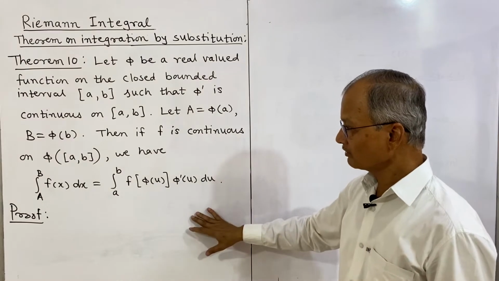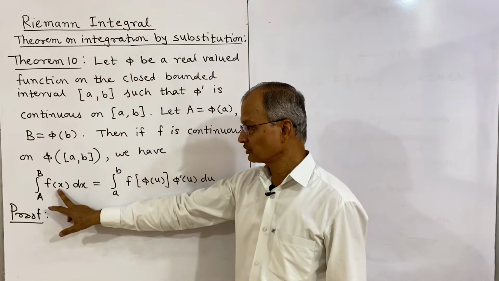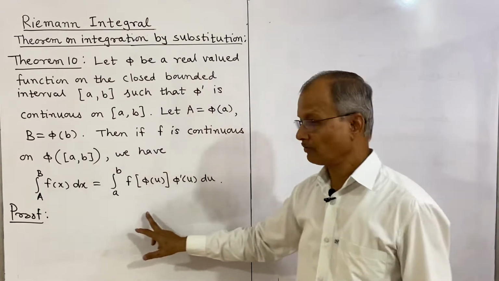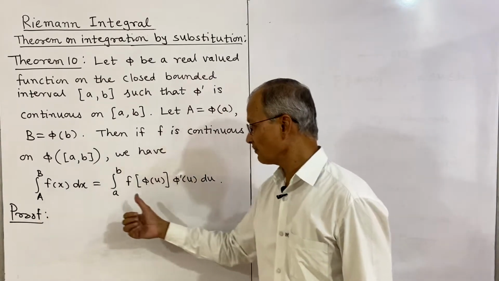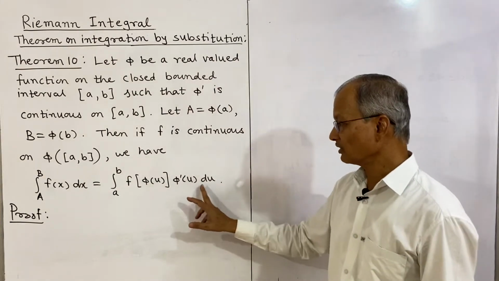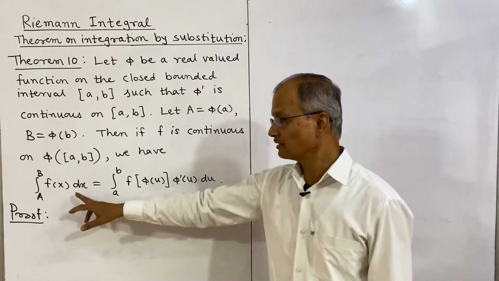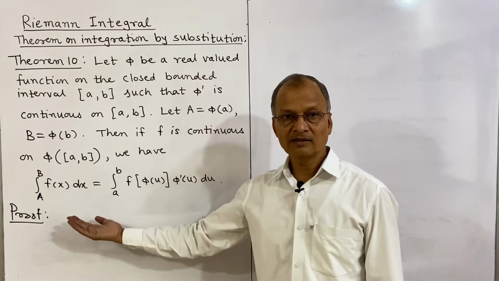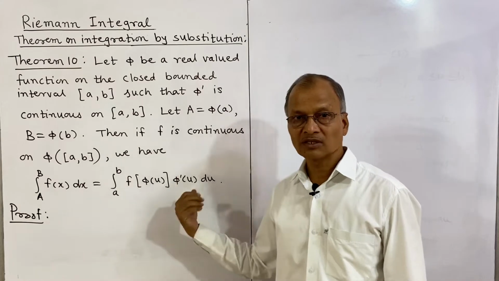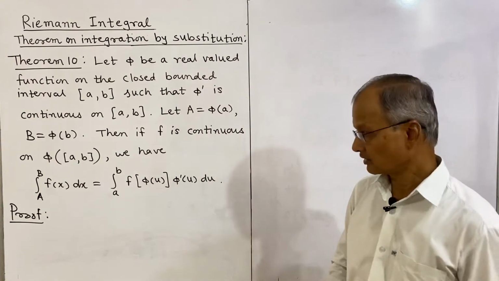We are already using this method of substitution. That means here actually the substitution is x is equal to phi of u. Then the integrand becomes f of phi of u, and dx becomes phi dash of u into du. And these are the new limits with respect to u. This is the integration with respect to x, and the integration with respect to x is changed to integration with respect to u by the method of substitution.